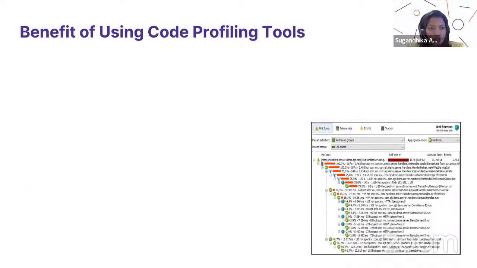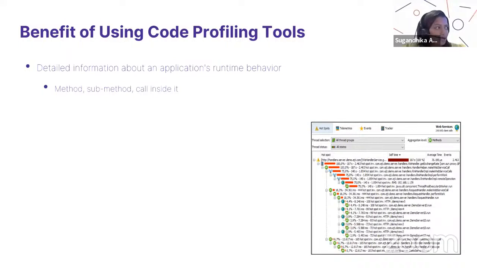So when we talk about the code profiling tool, first let's start with discussing the benefits of using a code level profiling tool. The first thing I see is to gather detailed information about an application's runtime behavior, even up to method, submethod, and calls inside it. It also helps to identify the areas of code that are slow, memory intensive, and causing performance issues.